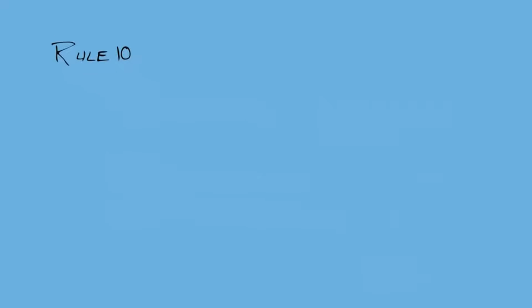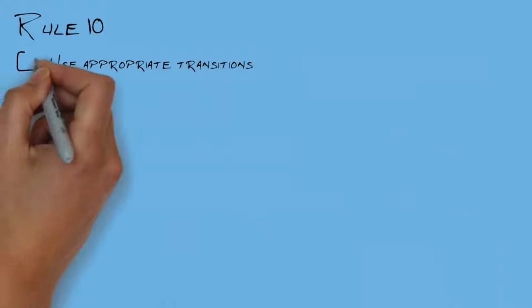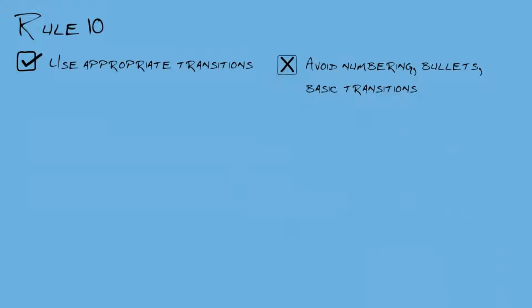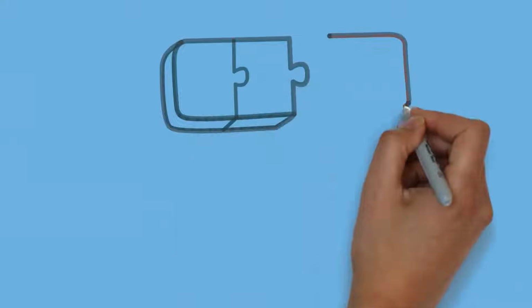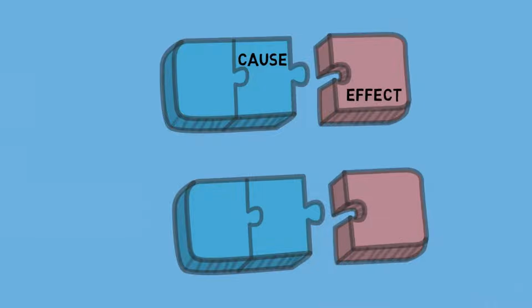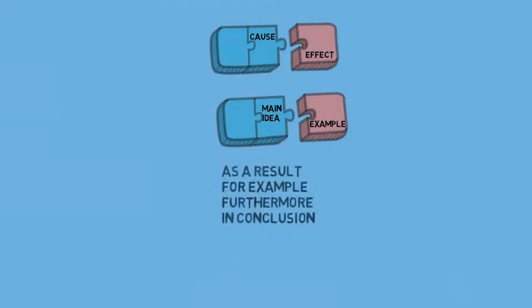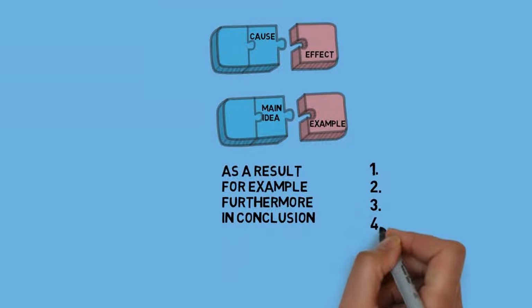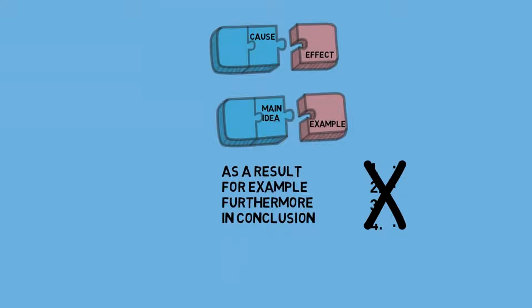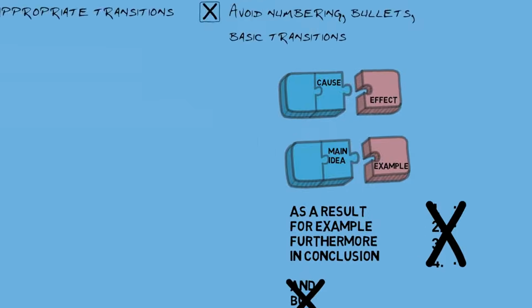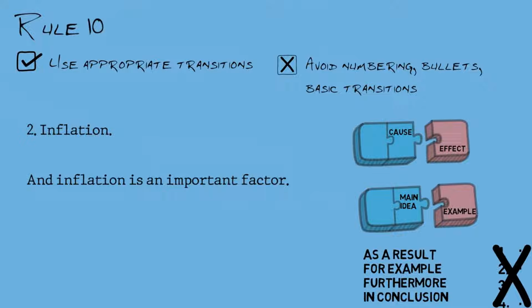Finally, Rule 10. Use appropriate transition signals and avoid numbering or bullet points or basic transitions. So it's important in academic writing to make the links between ideas very clear, as well as to clearly introduce new sections of an essay. This should be done using appropriate formal transition signals. It's not common in academic writing to use numbering or bullets except in certain reports, and basic transitions like and or but or so should definitely be avoided. You should also be careful not to use transitions too often, so don't put them at the beginning of every sentence. So here's a couple of examples of transitions which could be improved.